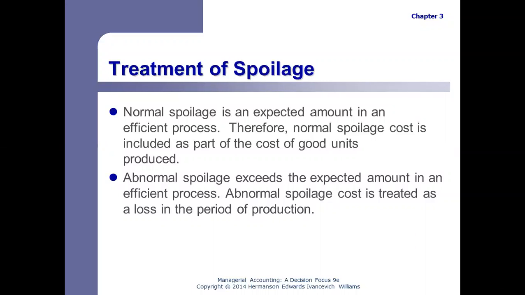So the amount you think you are going to be wasting during the process in the form of wasted material or products that don't turn out quite right and you have to dispose of them. That's normal spoilage. Abnormal spoilage is an amount greater than you expect. Okay, so in an efficient process, there's a certain amount of normal spoilage, but if it's greater than the norm, that's abnormal spoilage.